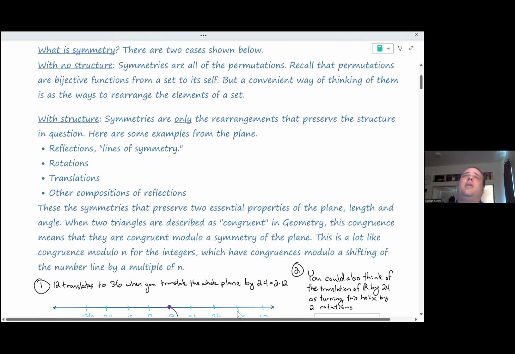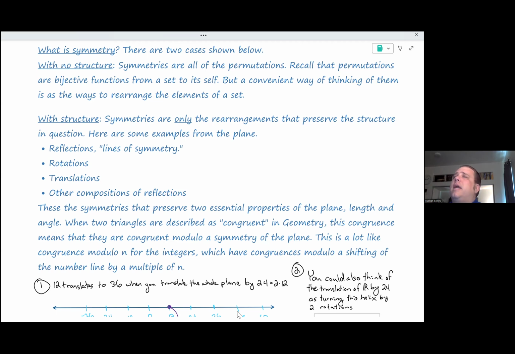Two cases shown below. First, a set with no structure. Sets actually have a symmetry to themselves, and it's all of the rearrangements, because if we're looking at just a set with no structure, there's no structure that needs to be preserved. So you can rearrange a set in any way you like, and that still counts as a symmetry because there's nothing you could possibly violate with your rearrangement.